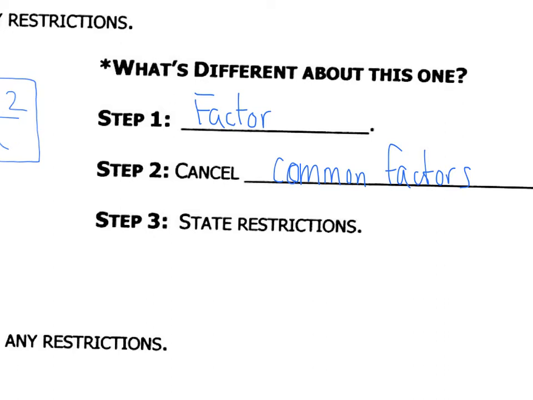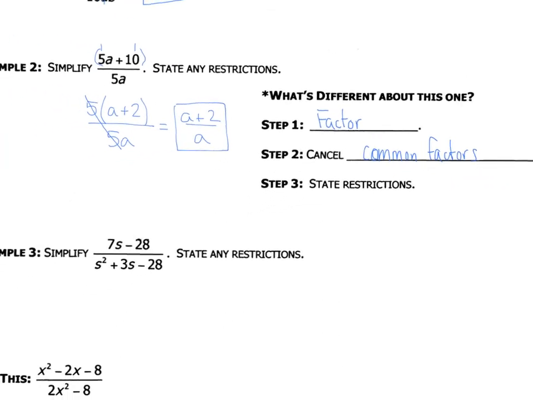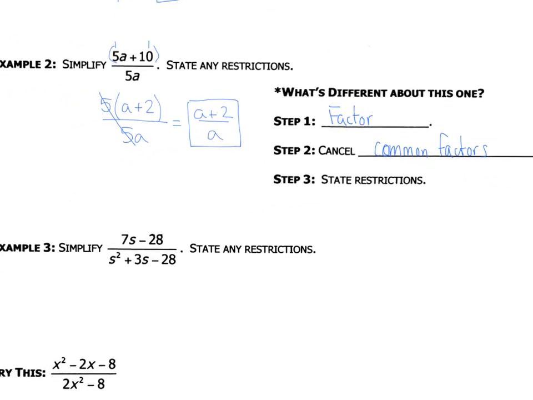And the last step says state restrictions. Now, we'll talk about restrictions tomorrow or in class. I'm not going to worry about stating any restrictions right now. We'll talk about that later. All I want you to do is be able to simplify these first. Then we can talk about restrictions.